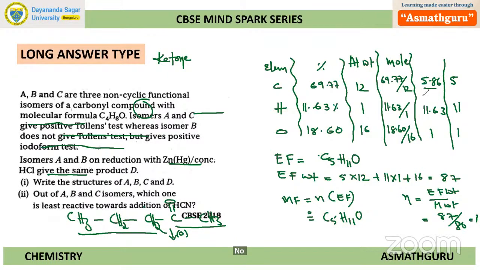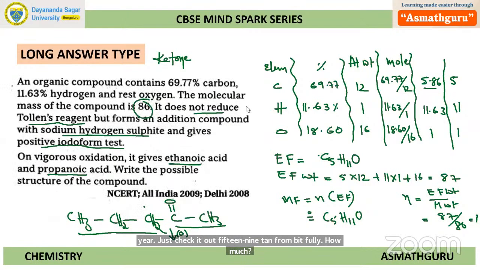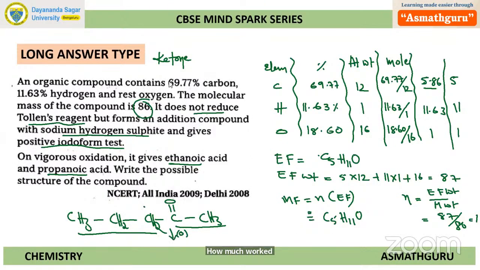69.77 by 12 is how much? How much you got? Yes, sir, 5.8. Then what we have to do is that the lowest number is what? 1, no? And we have to divide it by 1. Exactly speaking, this comes to around 1.16. Is it not?